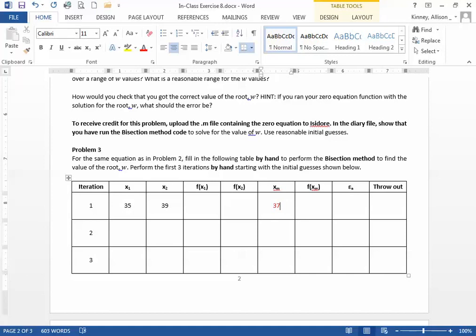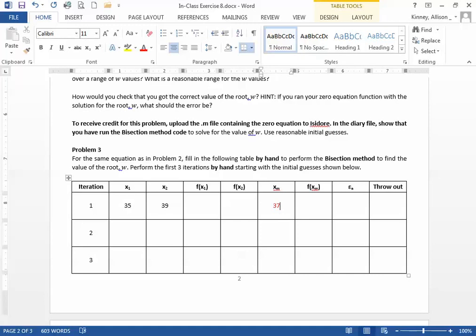And then where do I get fxm? From the zero equation. I take 37, I plug it into my zero equation, and I get an fxm value back. Then I determine what point I'm going to throw out based on the sign of what? The fx's. So depending on if fxm has the same sign as fx1, I throw out x1. If fxm has the same sign as fx2, I throw out x2, right? And why is that? Because I always want to bracket my root.